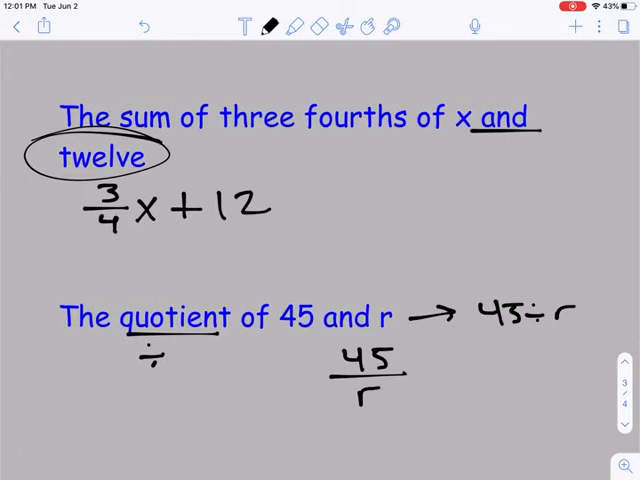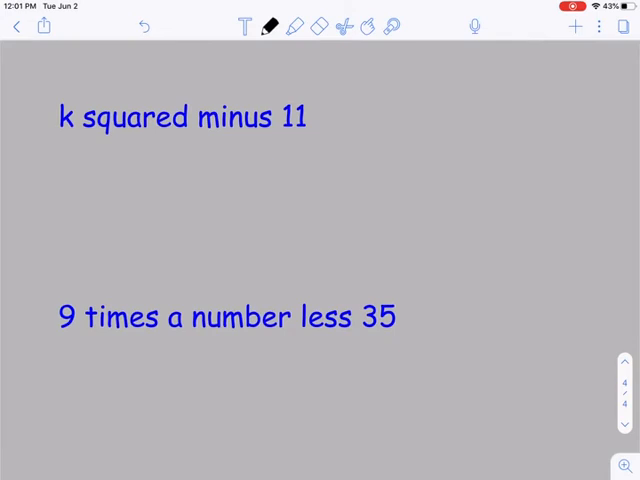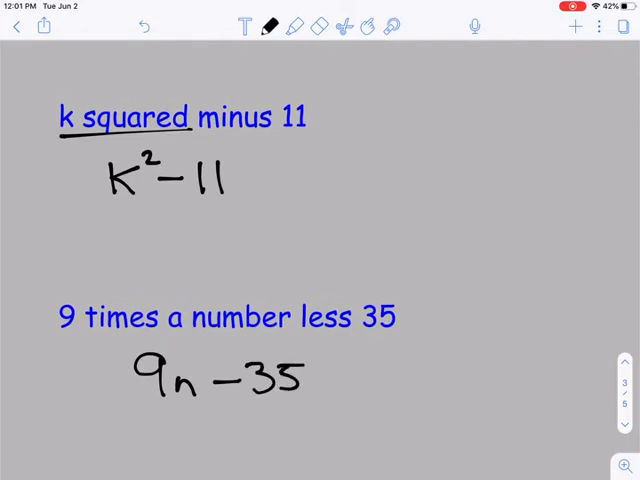All right, so let's see what else we got here. K squared minus 11. Well, that's pretty straightforward. K squared is just k times k. K squared minus 11. That's it. All right, 9 times a number less 35. So 9 times a number could be 9n, and then less 35 means you're just taking 35 away from it. Not to be confused with putting the less than like what we did earlier. This one left to right works absolutely fine.